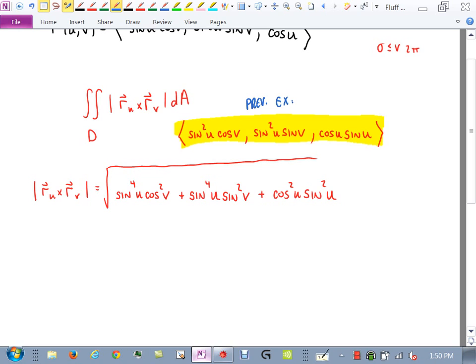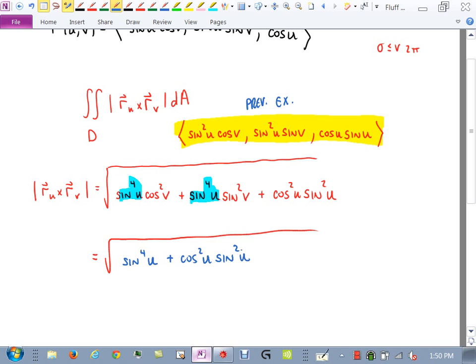All right, does any of that clean up? Oh yeah. Check that out. This is, let's see, the first two terms. I see something on the first two terms, don't you? Factor out a sine to the 4th here and here, and that would leave you with the cosine squared v plus sine squared v, which is just going to be a sine to the 4th u, right? Plus over here, cosine squared u sine squared u.